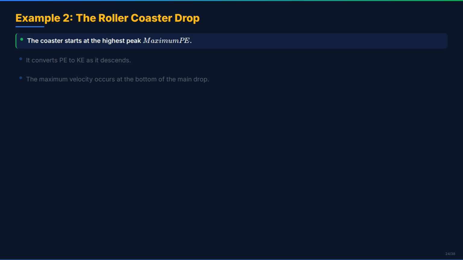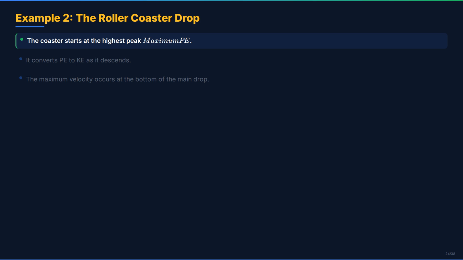Think about a giant roller coaster. When the car reaches the peak, it has maximum potential energy because it's high up. But since it's momentarily stopped, its kinetic energy is 0. As the track drops, gravity is doing work, and that work is converting the stored gravitational potential energy into energy of motion.